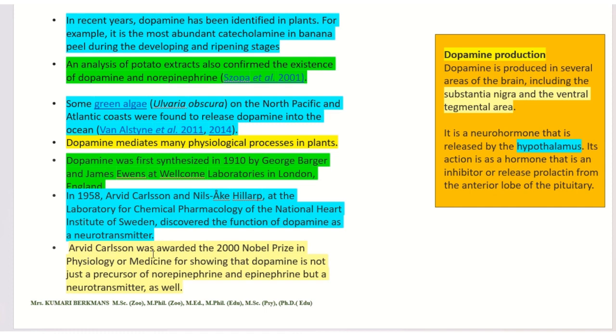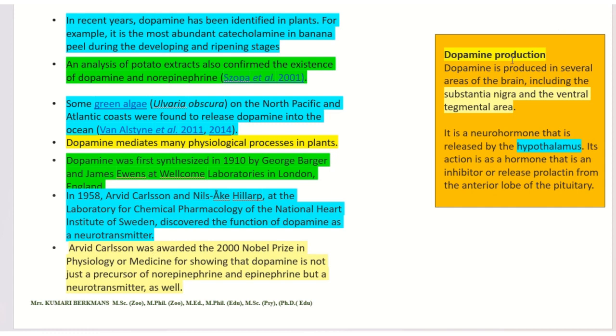Then Arvid Carlsson was awarded the 2000 Nobel Prize in Physiology or Medicine for showing that dopamine is not just a precursor of norepinephrine and epinephrine, but a neurotransmitter as well. So what he suggested, after doing so many experiments, is that dopamine is not just a precursor for norepinephrine and epinephrine, but also a neurotransmitter. For this he was awarded the Nobel Prize in 2000.